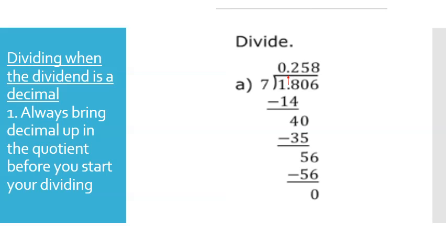Okay, so what we want to do is take 7 and divide that into 1.806. When we take 7, it obviously does not go into 1, so we're going to put a 0 on top of the 1. The next thing we look at is, does 7 go into 18? Yes, it does. It goes into 18 2 times.